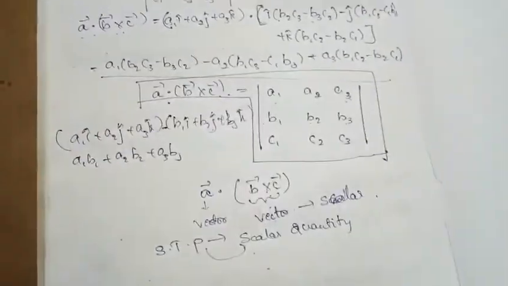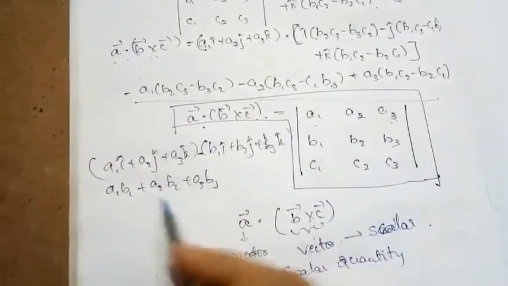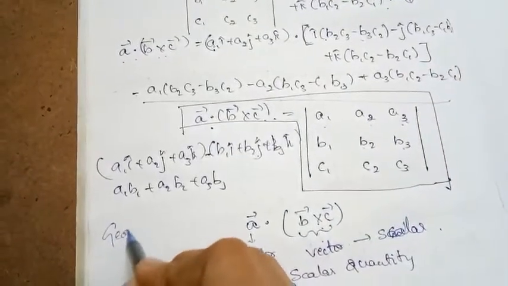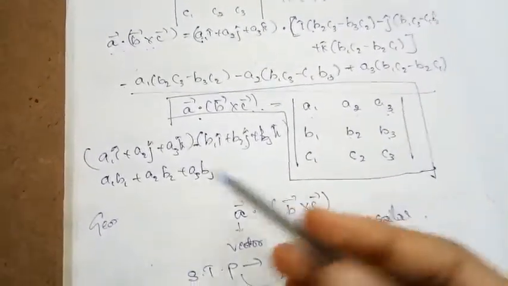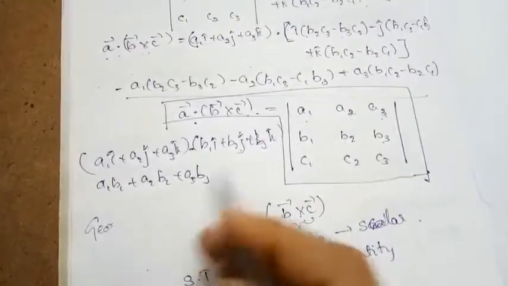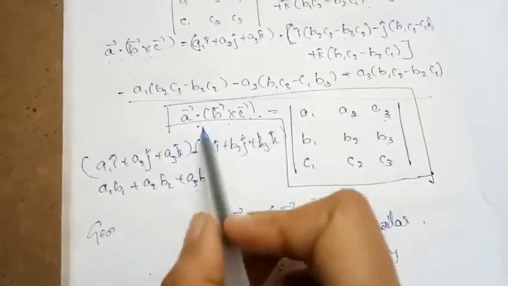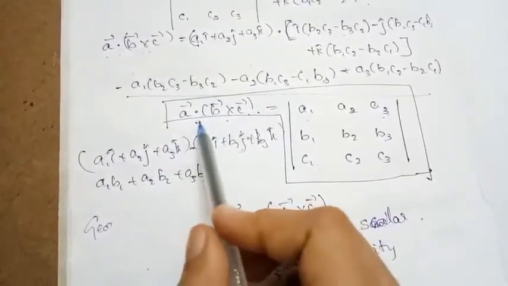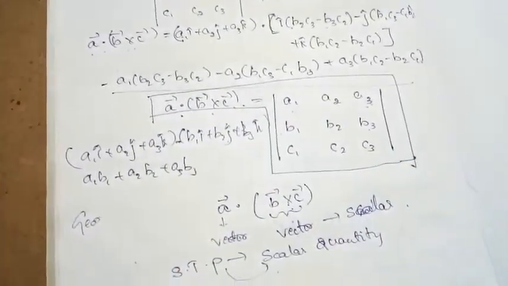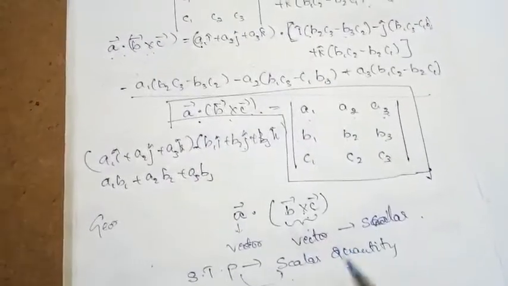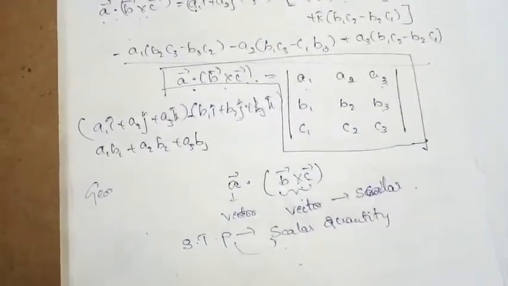So this is one of the properties, and the property that is nothing but the geometrical representation, derived result or observation. That is, the scalar triple product represents the volume of a parallelepiped, and the representation of this scalar triple product in the determinant form. So all these come under your observed results.